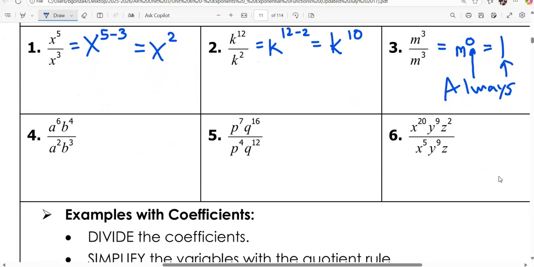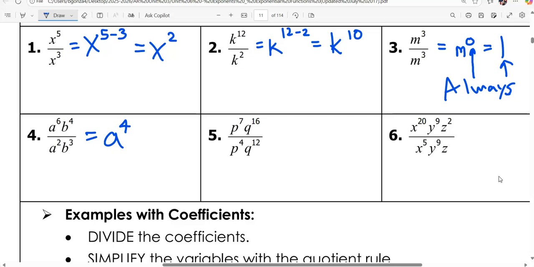Ready? Now, do 4, 5, and 6 look more complicated? It's the same thing, though. You're just subtracting the powers of the matching bases. So look, A and A, subtract the powers. Top minus bottom. What's 6 minus 2? 4.